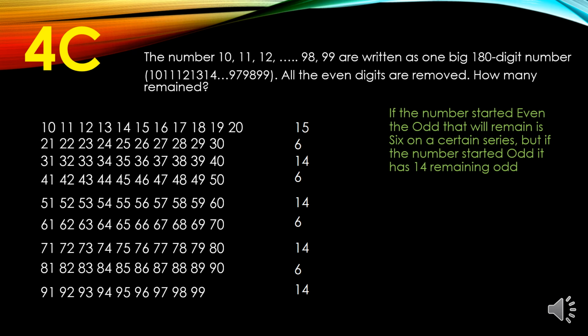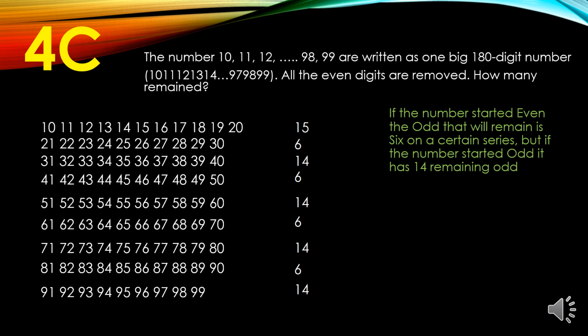But if the number started odd, it has 14 remaining odd numbers. So the series, like the 10th series, 21 to 20, the number started with odd. So that's why it's 15, because it started with 1 on that series. Okay, but just an exception for that because we started at 10. But if we go for the idea of 11, it's still an even odd.